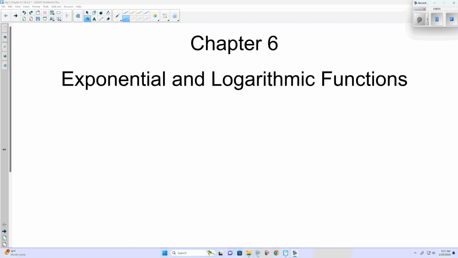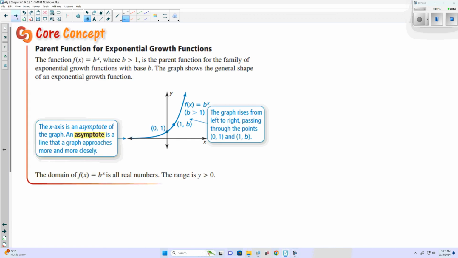What I want to start with is this here. We're starting chapter 6. Exponential growth, exponential decay, and logarithmic functions, which are kind of their inverse. Exponential growth functions is any function like this here.